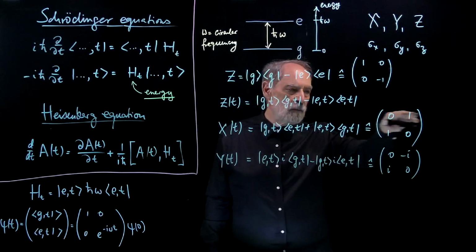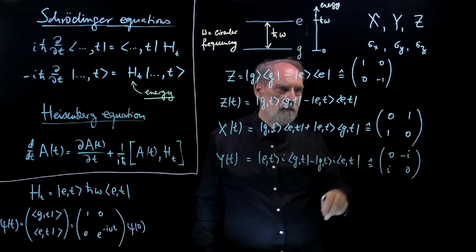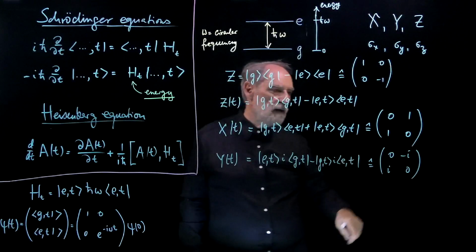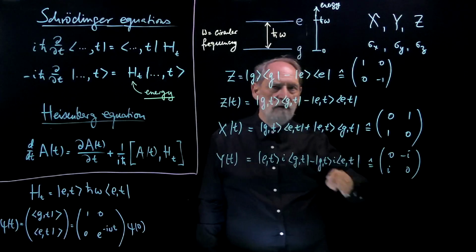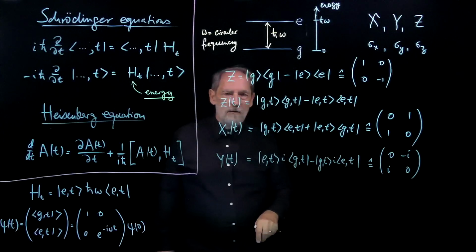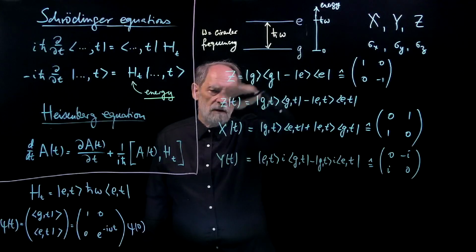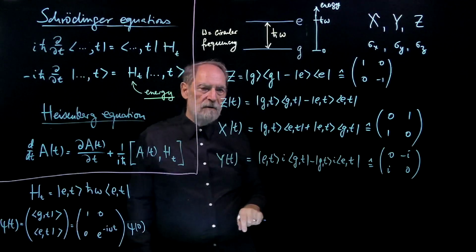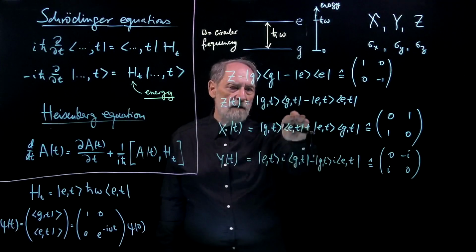Because the top row and the left column refer to the ground state, and the bottom row and the right column refer to the excited state. So we have these operators. Now what about the Hamilton operator? What does the Hamilton operator look like here?